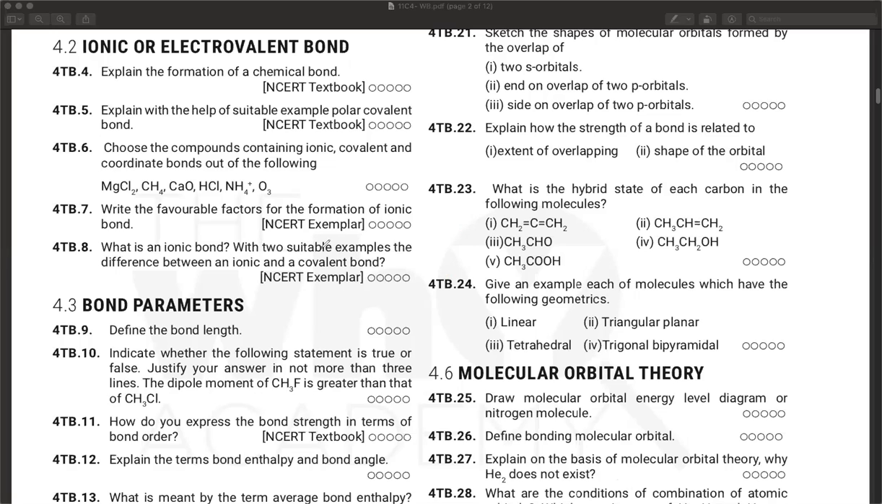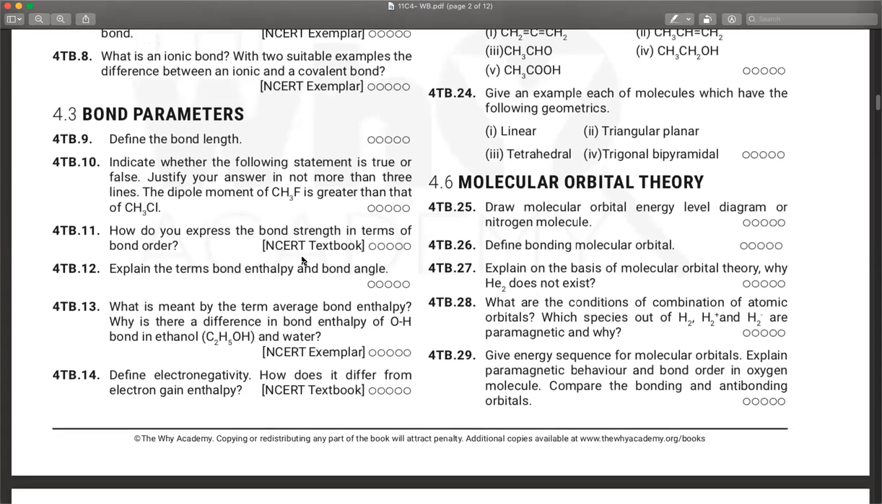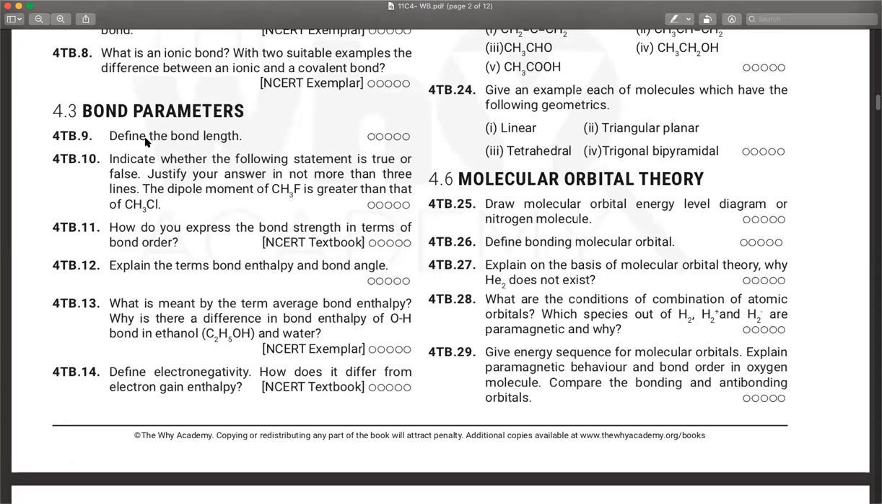What is ionic bond? Give two suitable examples to show the difference between ionic and covalent bond. You guys can do it. If anyone wants to discuss this, let me know. I think it's a simple question, so I'm skipping it. Bond parameters, you can write the definition. Indicate whether the following statement is true or false. Justify your answer in not more than 3 lines.